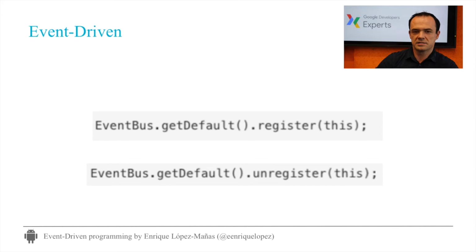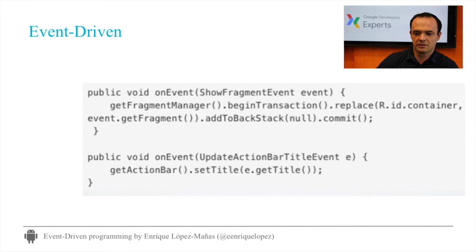When we want to access an event, we need to create an event function with an annotation, and this function will receive as a parameter the event that wants to be subscribed to. In this example, we have these two functions that are subscribed to the events ShowFragmentEvent and UpdateActionBarTitleEvent, and they operate with them. The first function is taking this ShowFragmentEvent. This event contains a fragment and is actually displaying it on the screen. And the second function is updating the title of the application by reading the content that the event is carrying with it.